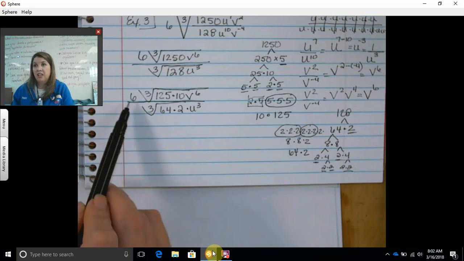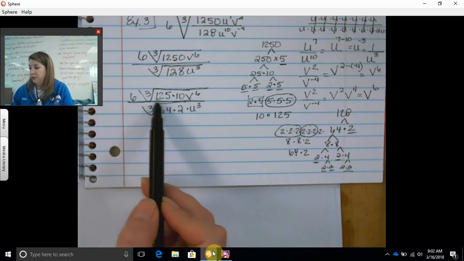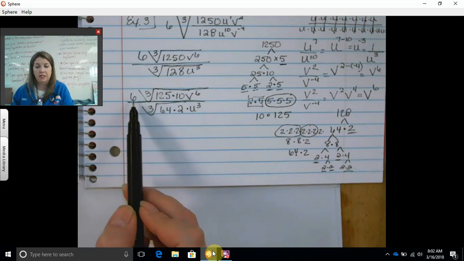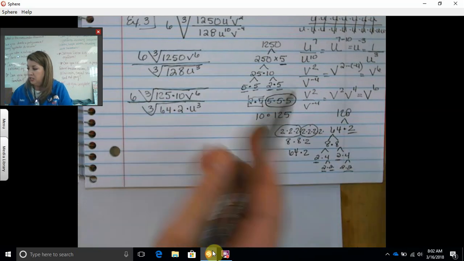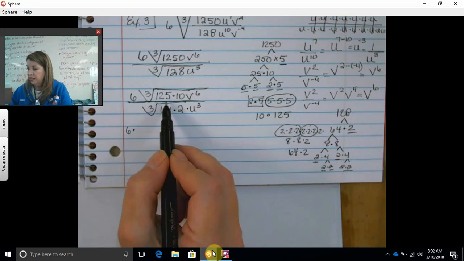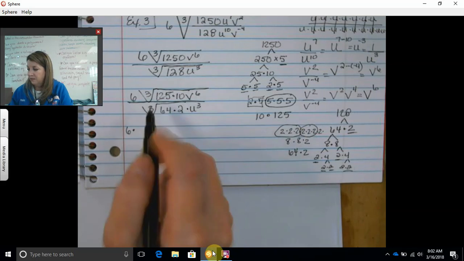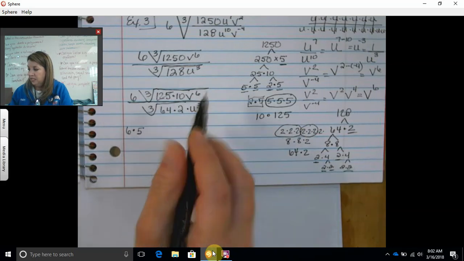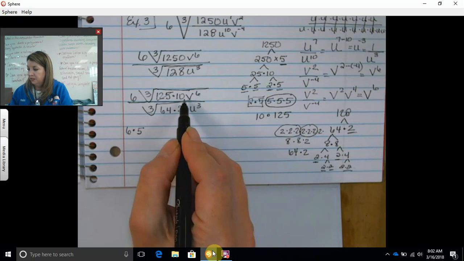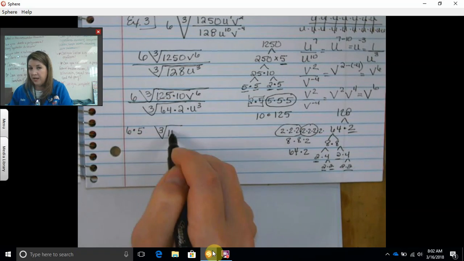Okay, this 6 that's on the outside, it's the coefficient of the radical. Anything I take out of the numerator, I will multiply it by the 6 that's already there. So I'm just going to rewrite it. 6 times, what did we say the cube root of 125 was? 5. So it'll be 6 times 5. Can I take the cube root of 10? Nope, so 10 stays under the radical.